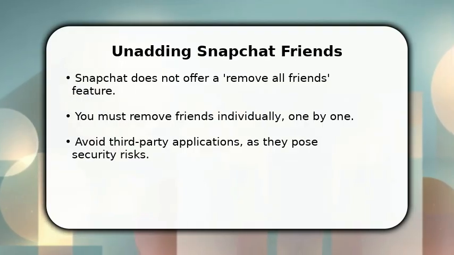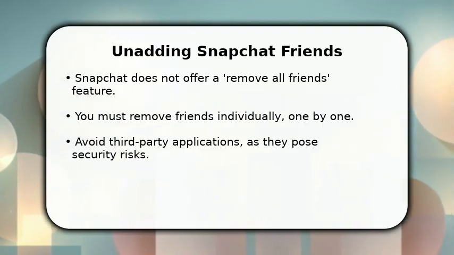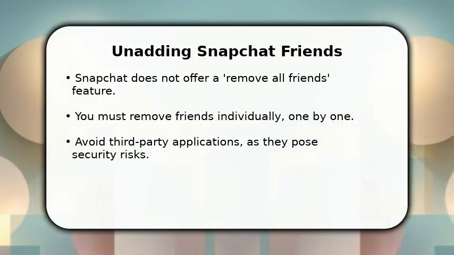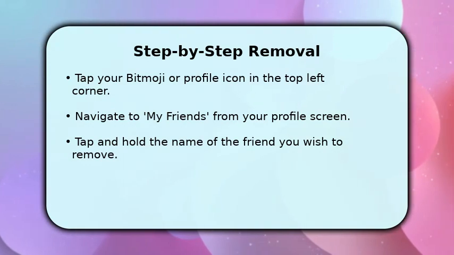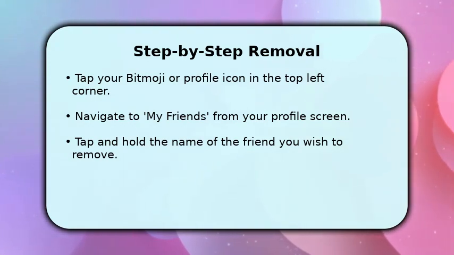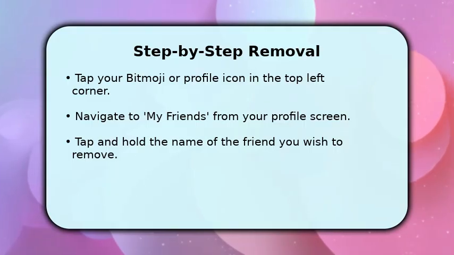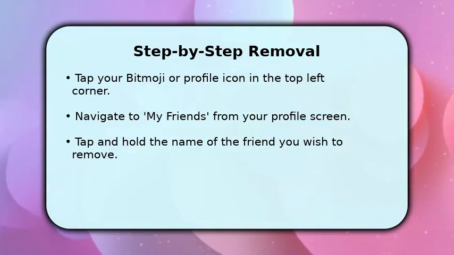within the app. Be cautious of any third-party tools claiming to offer mass removal, as these can compromise your account security. To begin removing friends, open Snapchat and tap on your Bitmoji or profile icon located in the top left corner of the screen. From your profile page, scroll down and select My Friends to view your entire list.